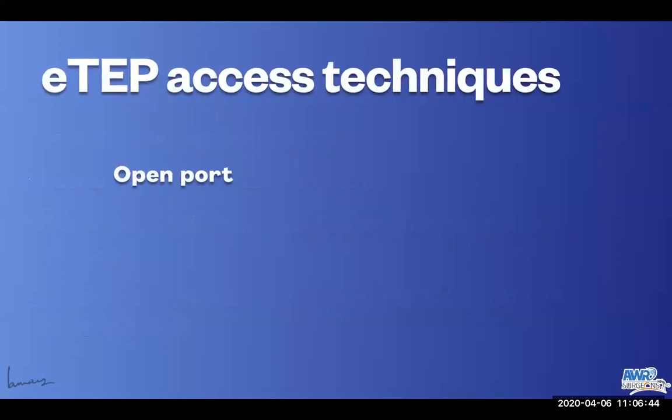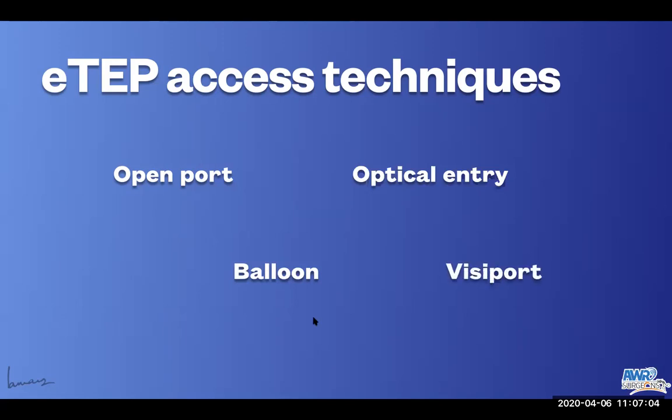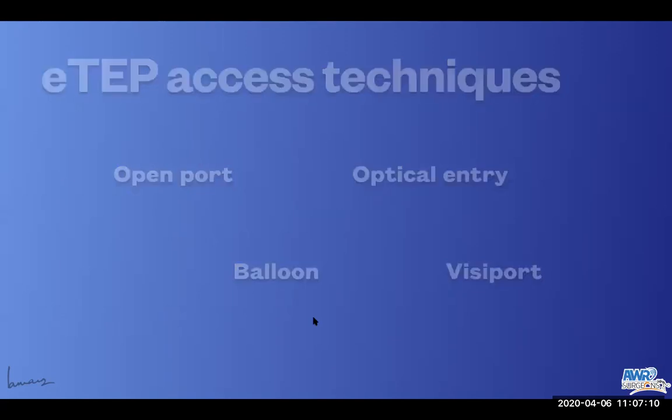So the eTEP access techniques can be just a very low-tech open port. You can use a PDB balloon or spacemaker balloon. You can use an optical trocar like an XL or an applied medical trocar, which is also a very good way of doing it, and a specialized optical trocar called Visiport, and I will show you that.